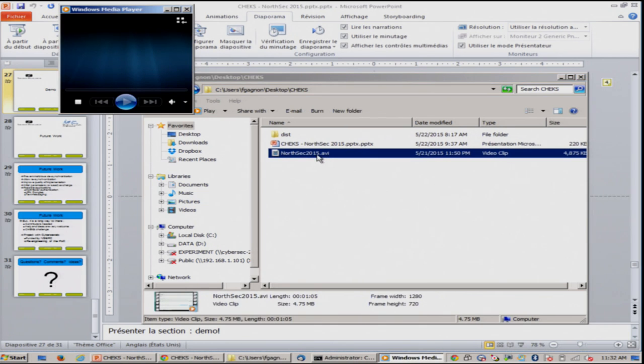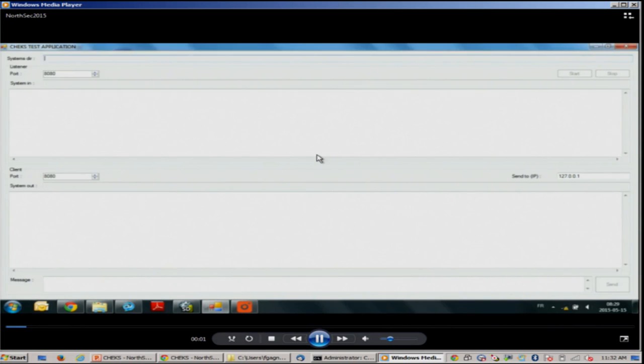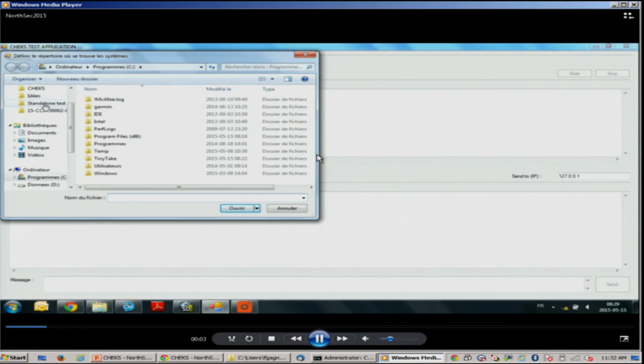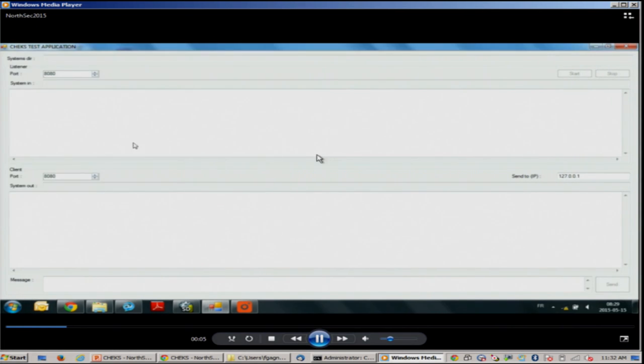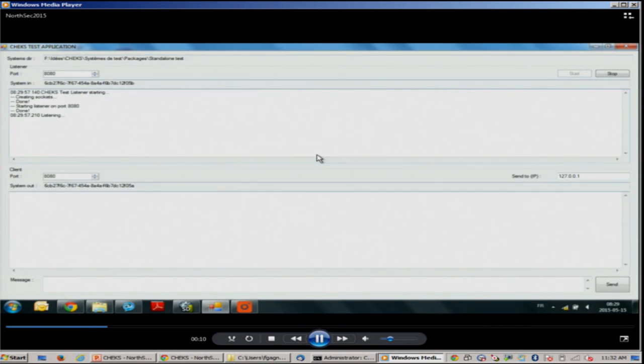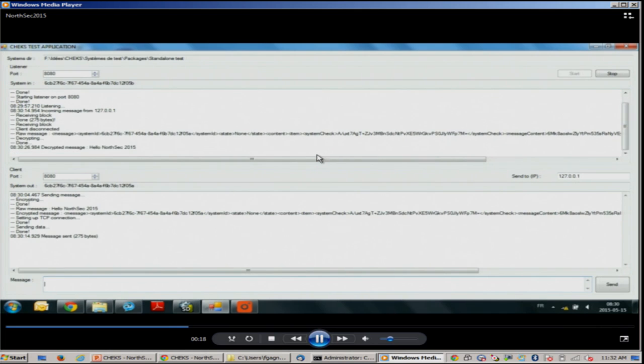Based on that, we created a very simple test chat application. So we first need to open a system definition, with matching systems. Then we put the listener. Then what we can do is send a message. It's going to be encrypted, decrypted.